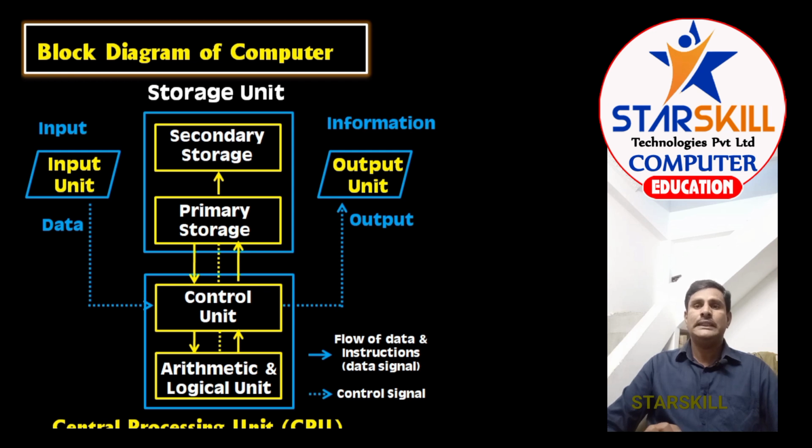The control unit is the brain of the computer. The control unit is the heart of the computer. The control unit is the main component of the computer. The control unit itself is the computer.